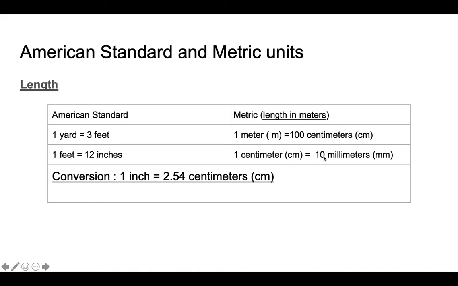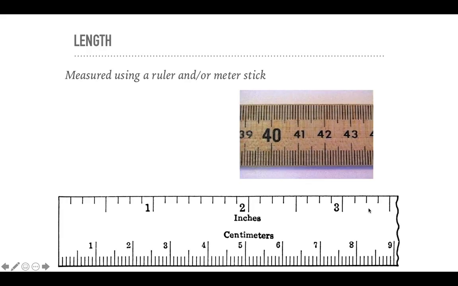How many millimeters in a centimeter? 10. How many centimeters in a meter? There's 100. The way you can remember centimeters in a meter is that centa is like a century, and a century is 100 years. So when you say how many centimeters are in a meter, it's 100. Maybe that'll help you.